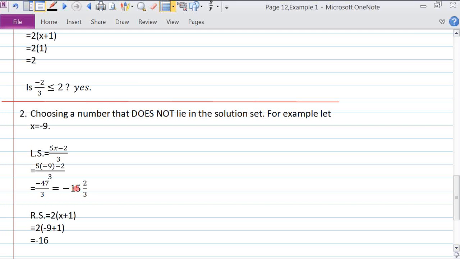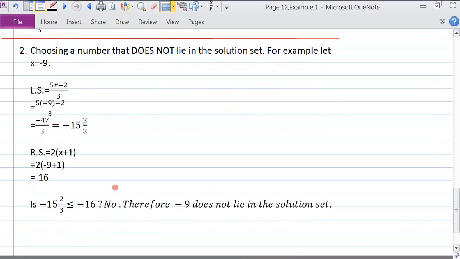3 times minus 15, and then we add the 2 to that, we get minus 47. So this is minus 15 and 2/3. Now the right side, if we put minus 9 in, comes out to be minus 16, because minus 9 plus 1 is minus 8, that's minus 16.